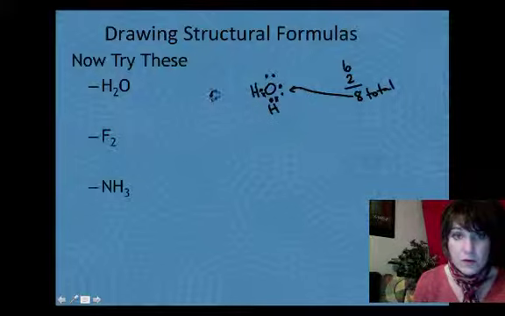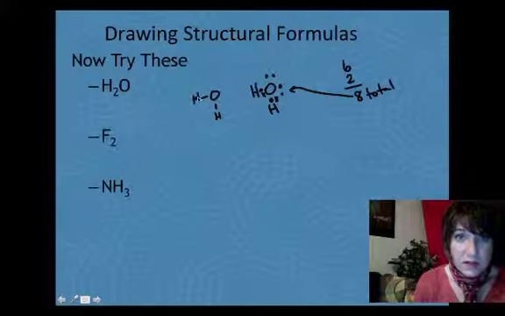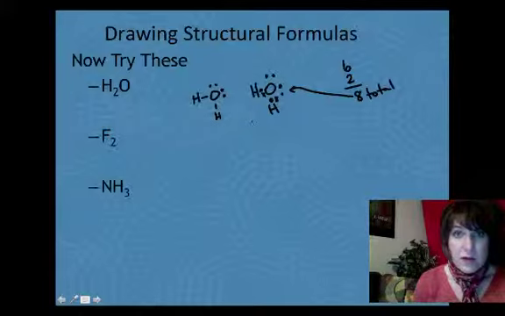Now I'm going to use a dash to represent a single bond anytime where we shared a pair of electrons, and then these electrons have to stay where they are. So there's the structural formula for water.